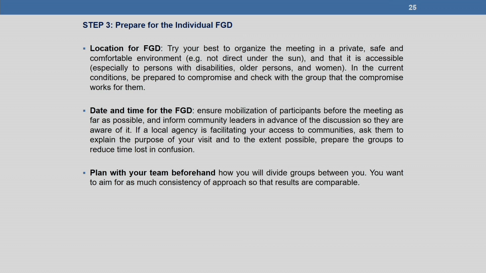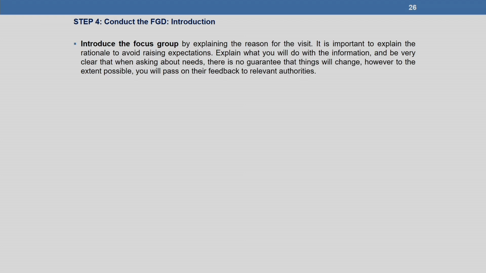For example, who will be the moderator, who will be the observer, and whether we want to change roles in between if the interview is not going properly. You want to aim for as much consistency of approach so that results are also comparable. The final step is on conducting the FGD.